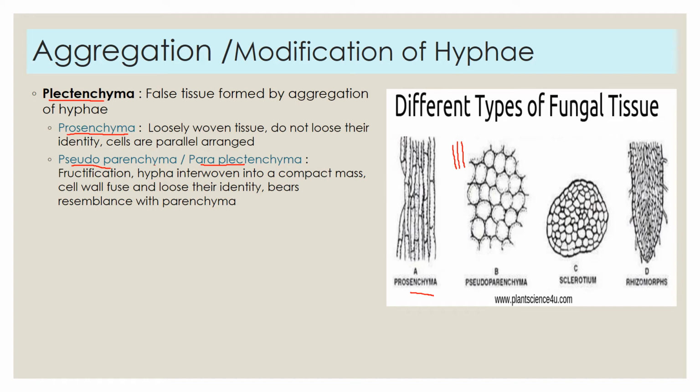This one is the cross section of a pseudoparenchyma, and from here we can see that it looks just like the parenchyma. This type of structure is mostly found in the fructification of the higher algae. We know that higher algae have various types of fructifications, and pseudoparenchyma is found in the fructification.